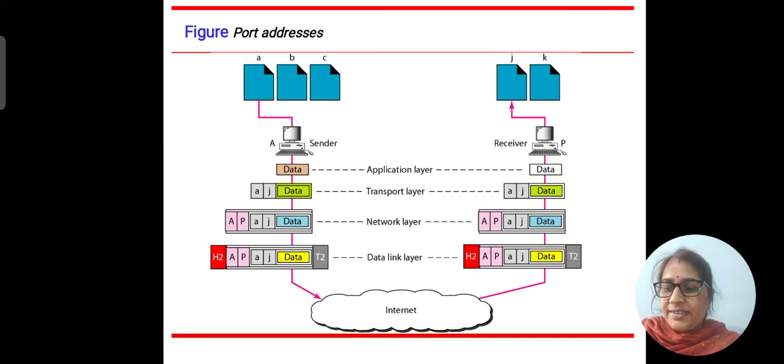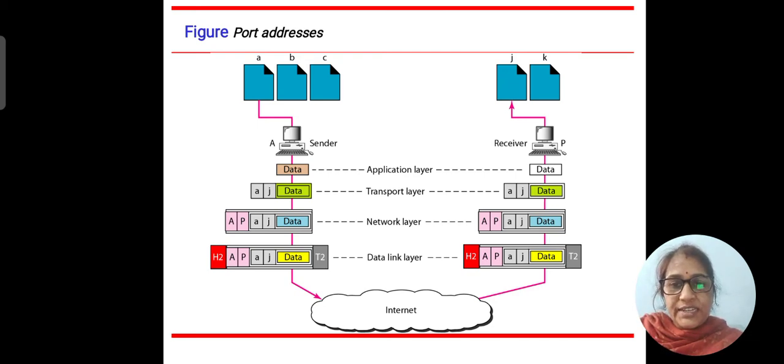The port addresses, along with the IP addresses and the physical addresses, are necessary for a quantity of data to travel from source to destination host. As shown in the slide, from the sender side we have the data on our application layer. Then it transfers the data to the transport layer, then to the network layer, then to the data link layer. From the data link layer, the data is transferred to the internet.